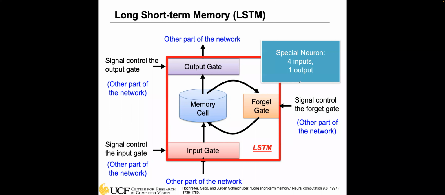So the special neuron consists of 4 inputs and one output. So we have 1, 2, 3, 4 inputs and 1 output.